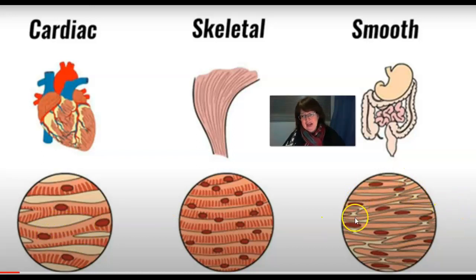Then the third type is smooth muscle, and smooth muscle is found in the gut. They're long, thin, flattened shapes, no striations, and the nuclei are found in the middle.